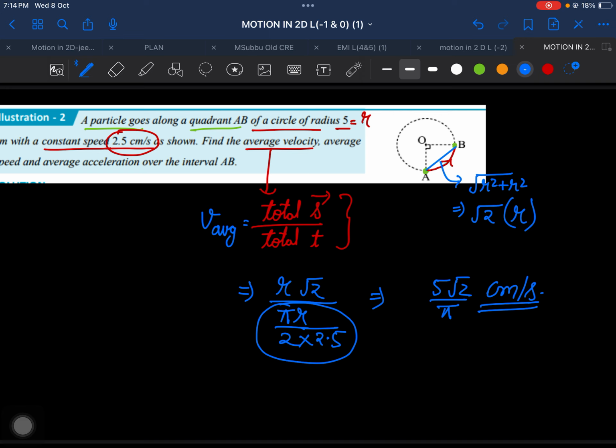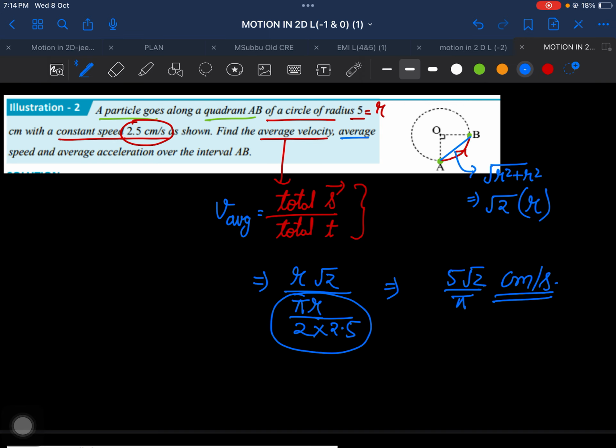Now you have to find the average speed. What will be the average speed? In this motion the particle is moving from A to B with constant speed. So if the speed is constant, this speed is the average speed. I hope this is very clear. If the speed is not changing through the motion of the particle, then the average will remain the same.